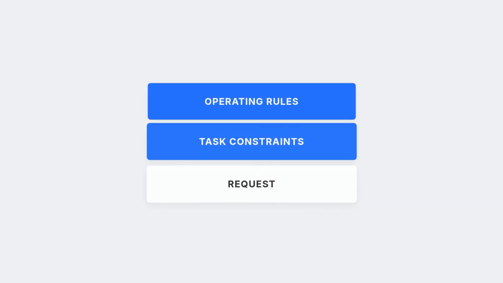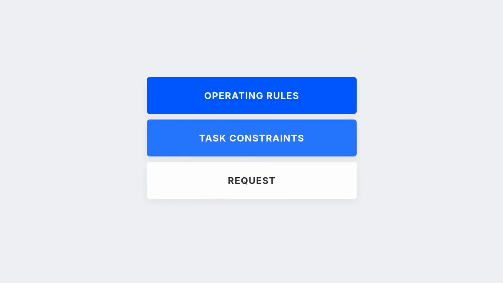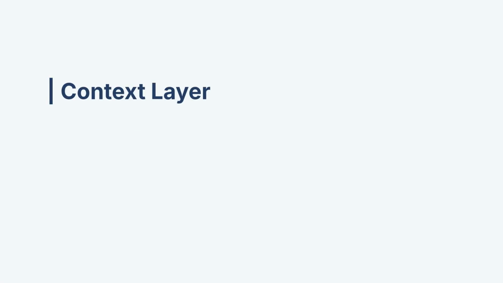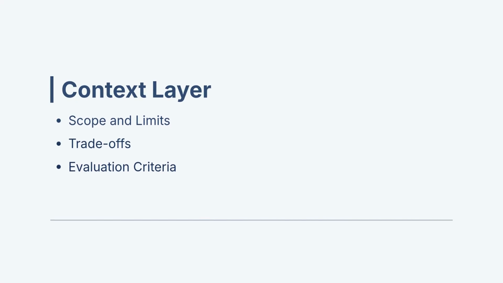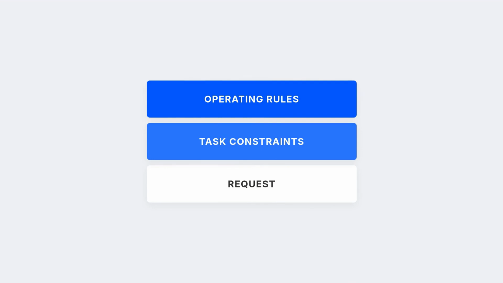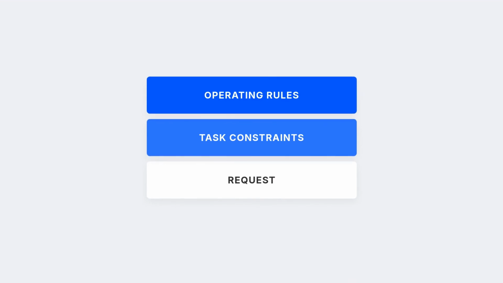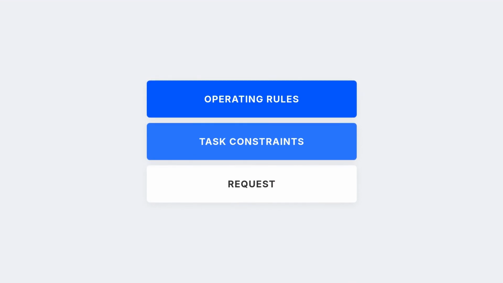The middle layer is your task constraints. This is your context layer, the scope, the limits, the trade-offs, and how you want the output evaluated. The bottom layer is the request itself. This is the execution layer, the actual task.